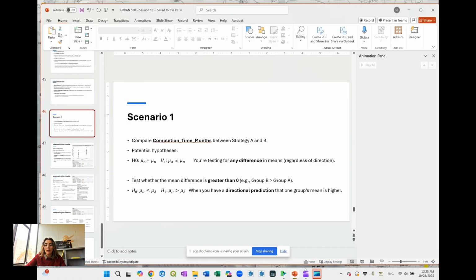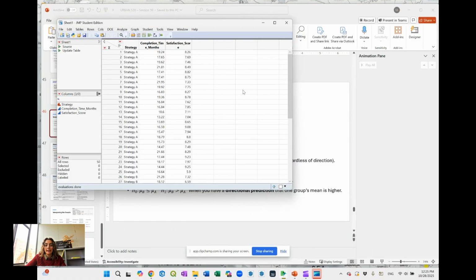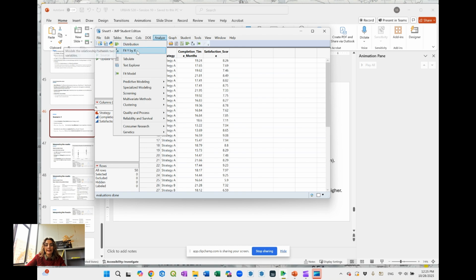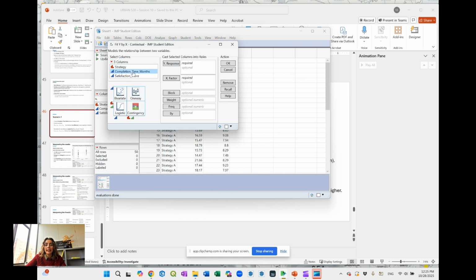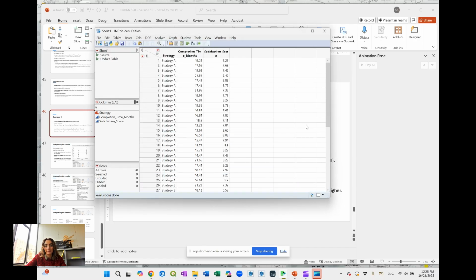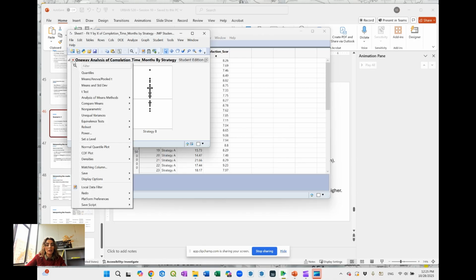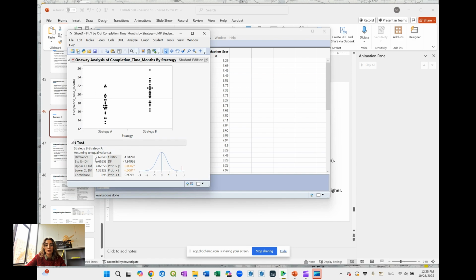Let's see how we use JMP for doing this test. Open JMP and open your file. To do the t-test, you go to Analyze, Fit Y by X. You pick your dependent variable, completion time, as the Y response, and then you put strategy as X. Make sure this is categorical and this is continuous, and hit OK. Then you have this graph. Click on this red triangle, go to t-test, and it brings you the results.